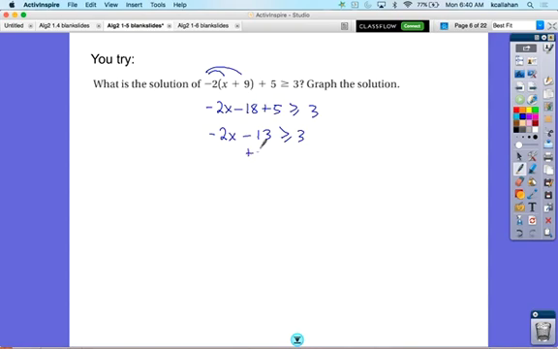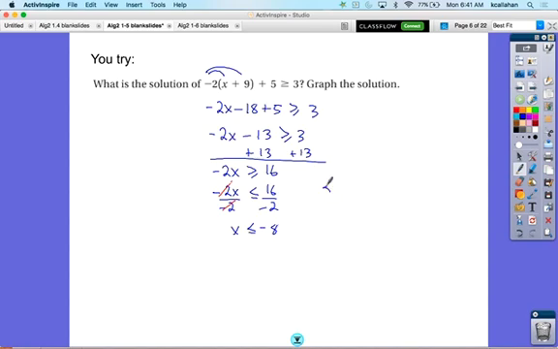Add 13. -2x is greater than or equal to 16. At this point I'm going to divide by the negative, so I'm going to have to flip that sign. So I'll write this on a new line. -2x divided by -2 is less than or equal to 16 over -2. The -2's here cancel, they just equal 1. And now we have x is less than or equal to -8.